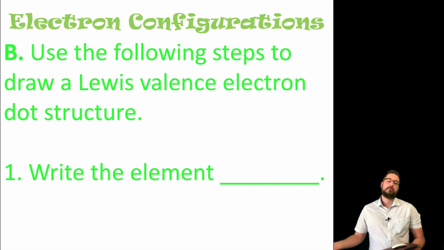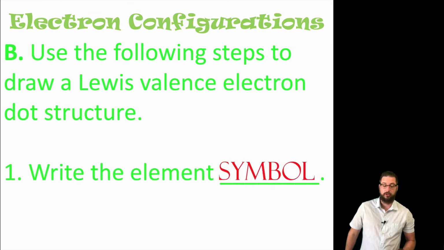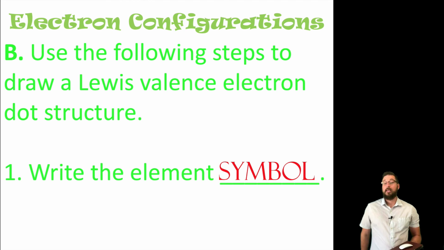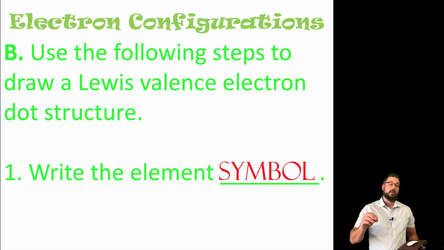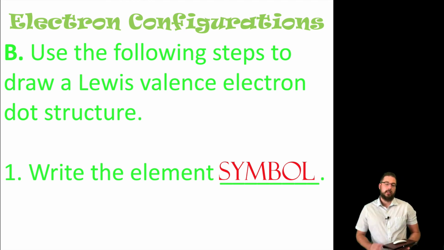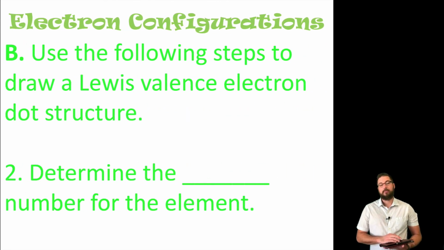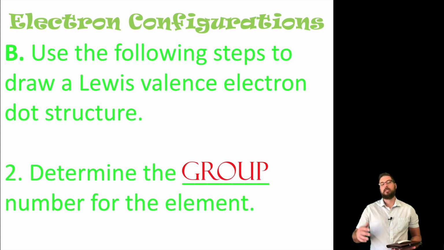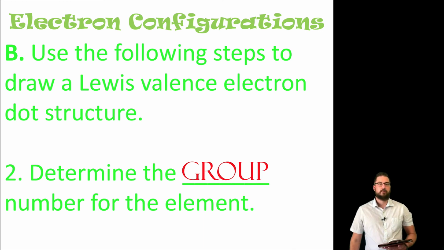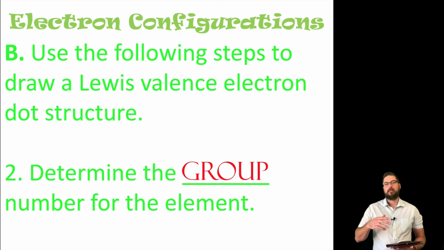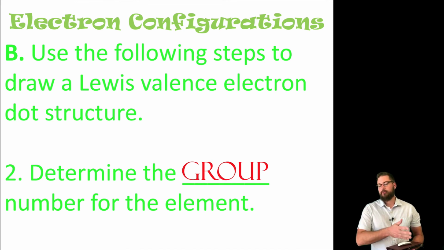What we're going to do is use the following steps to write Lewis valence electron structures. The first thing we want to do is write the element's symbol. The next step is to determine the number of valence electrons, and you do that by looking at the group number. For example, if something is in the first column, that means it has 1 valence electron. Group number refers to the column.